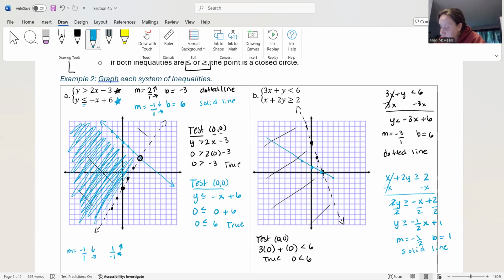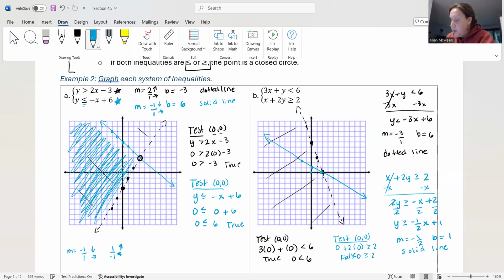So I get something like this. And then we want to test a point. So again, we can test 0, 0. Our line does not go through 0, 0. So let's see, the original inequality, I have x, which is 0, plus 2 times y, which is 0, is greater than or equal to 2. So I have 0 plus 2 times 0, which is just 0. So I have 0 is greater than or equal to 2, which is false, okay?